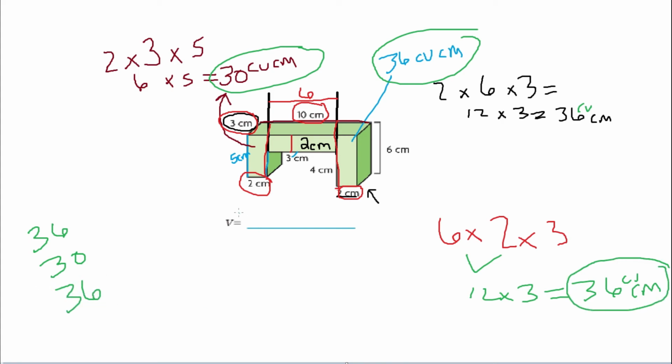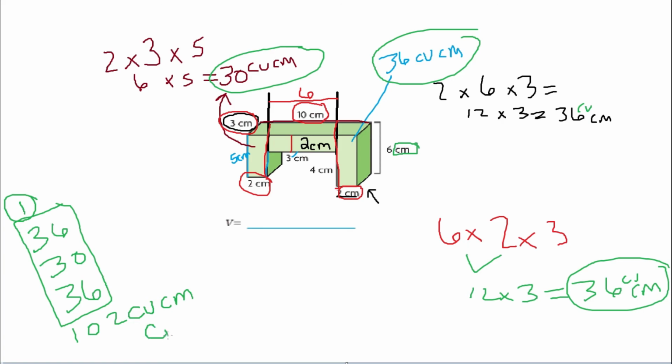Now, to find the complete volume, we have to add all of those together. Okay, 6 plus 0 plus 6 is 12. Carry the 1. 3 plus 3 plus 3 is 9. Add the 1 that you carried, gives you 102. We're not done yet because we still got to write down the units of measurement. So 102 cubic centimeters, or cm3, whichever you prefer.